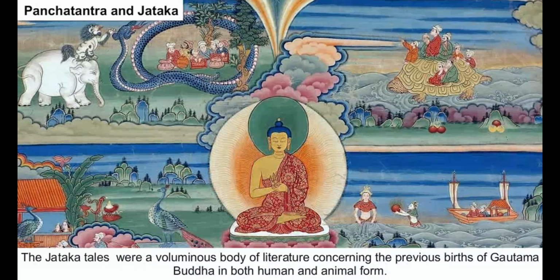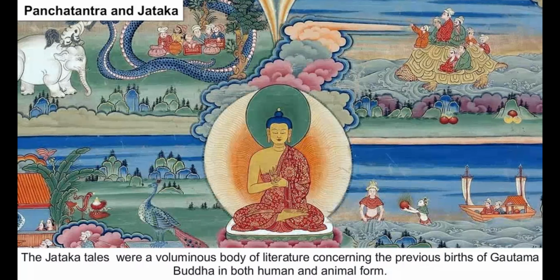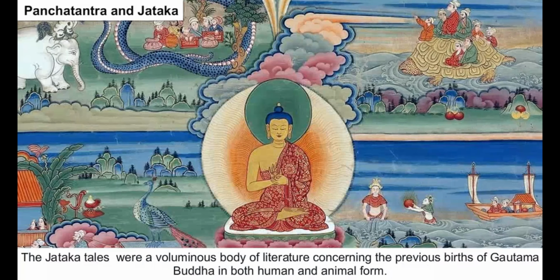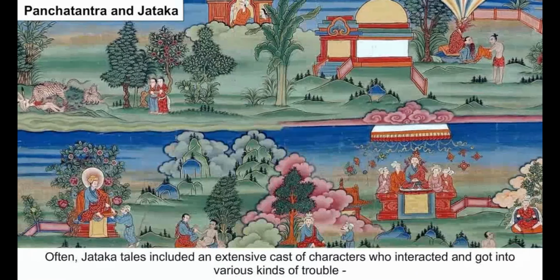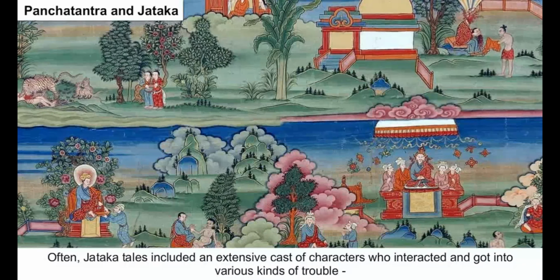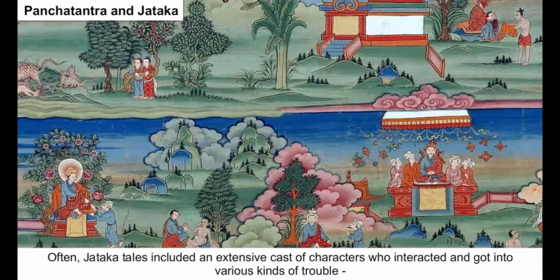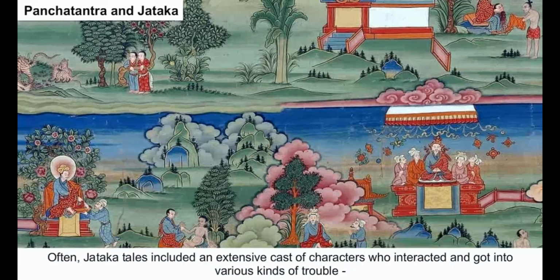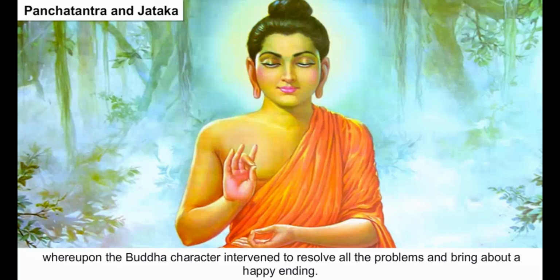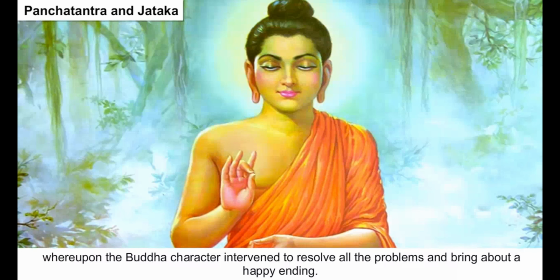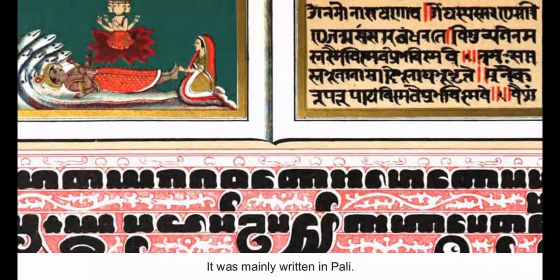The Jataka tales were a voluminous body of literature concerning the previous births of Gautama Buddha in both human and animal form. Often, Jataka tales included an extensive cast of characters who interacted and got into various kinds of trouble, whereupon the Buddha character intervened to resolve all the problems and bring about a happy ending. It was mainly written in Pali.